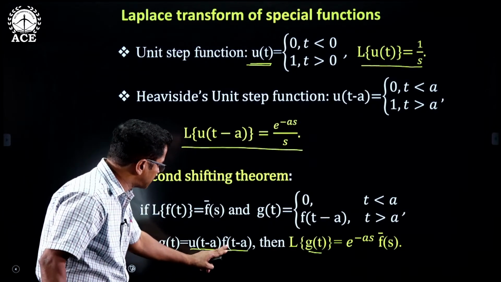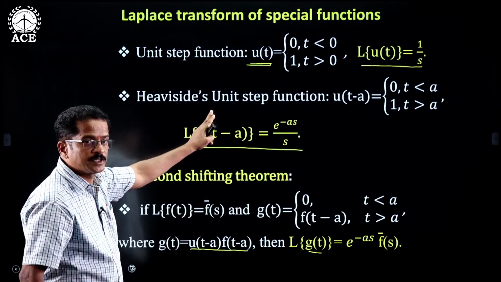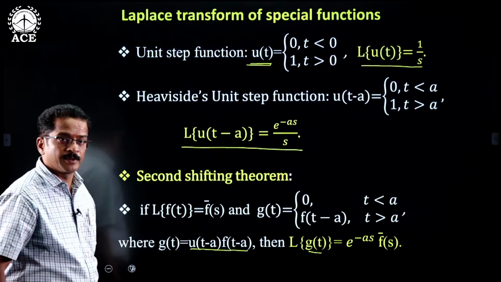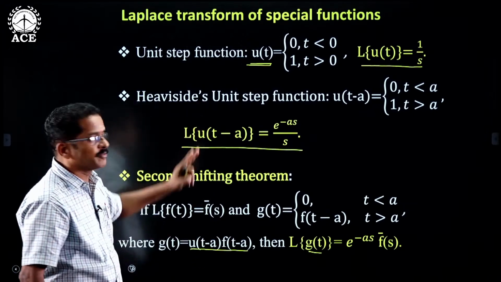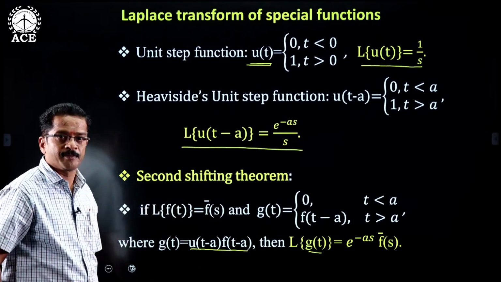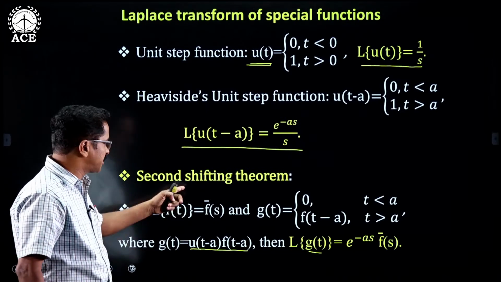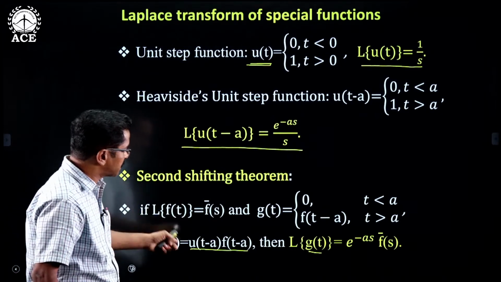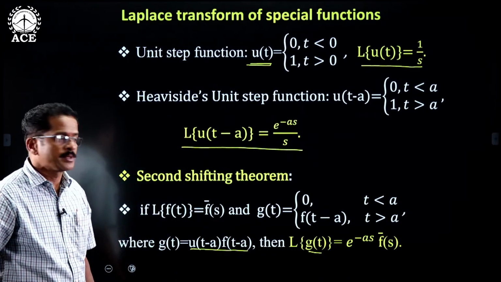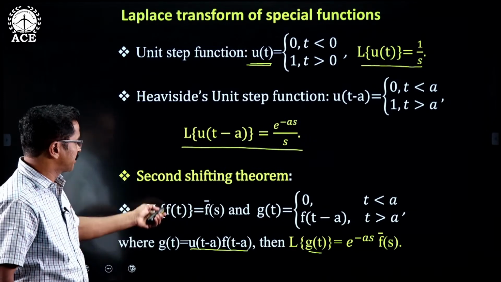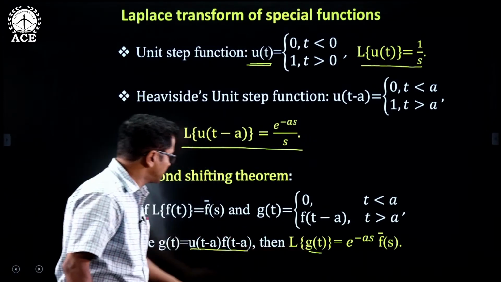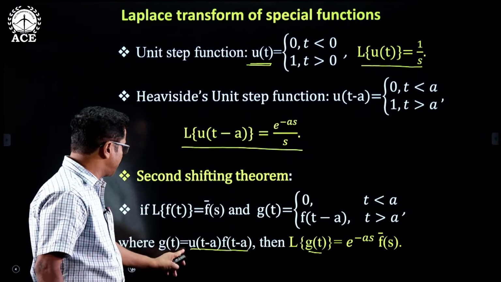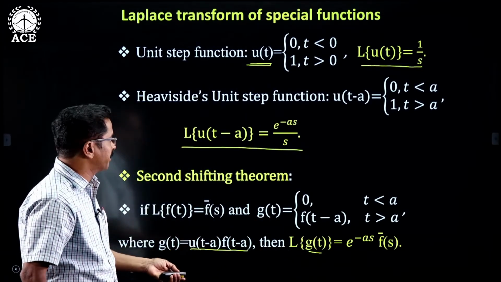So here f of t minus a comes with a Heaviside unit step function. A function defined with the combination of Heaviside comes under the second shifting theorem. The second shifting theorem handles a function with a Heaviside unit step function, and how we evaluate the Laplace transform in such a case is discussed under it. So the Laplace transform of g of t is e power minus as into f bar of s, where g of t is u of t minus a into f of t minus a.